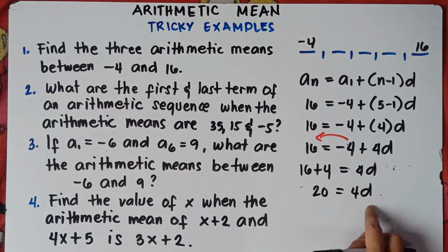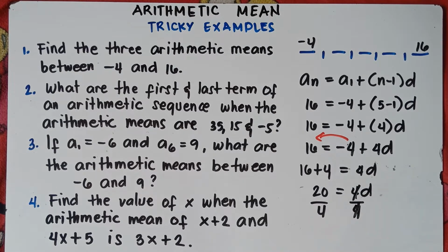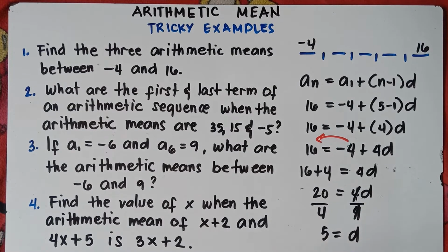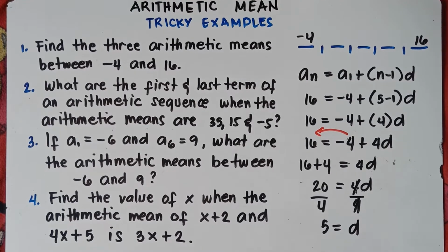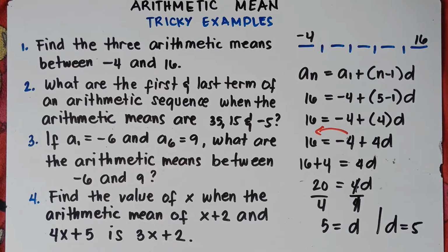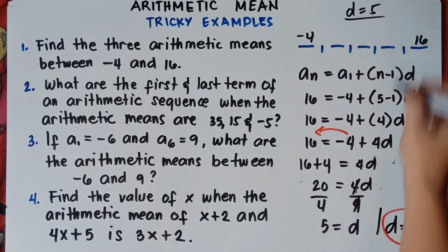To get the value of D, divide both sides by 4, and your D is 20 divided by 4, that is 5, equals D. That is the same as D equals 5. So our common difference, class, is 5. Let me just write it here: D equals 5. The common difference is 5.